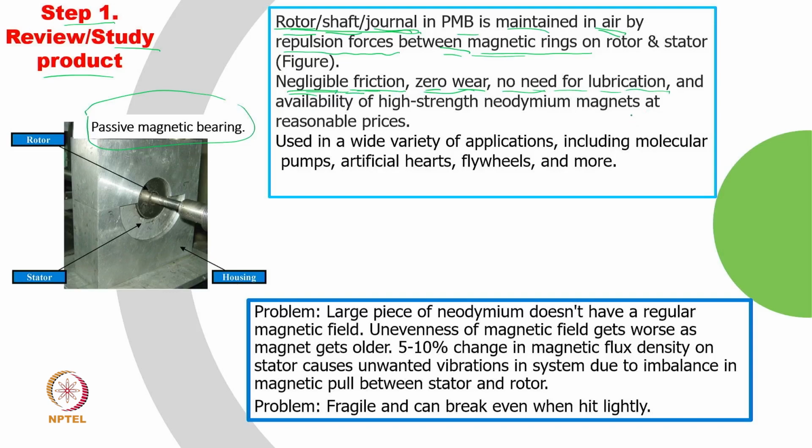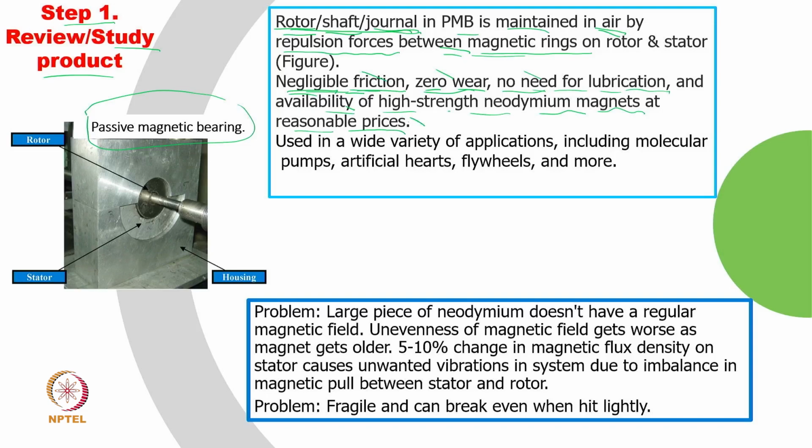Another thing is that in recent times, neodymium iron boron magnets have become easily available at a reasonable price. We can buy a number of magnets for the cost of 10,000 rupees, which is pretty cheap in this case. You order it and you will get those kinds of magnets. So, we can say that it has a good number of advantages: zero or negligible friction, zero wear, no need of lubrication, availability of high strength neodymium iron boron magnets, and that too at low cost.